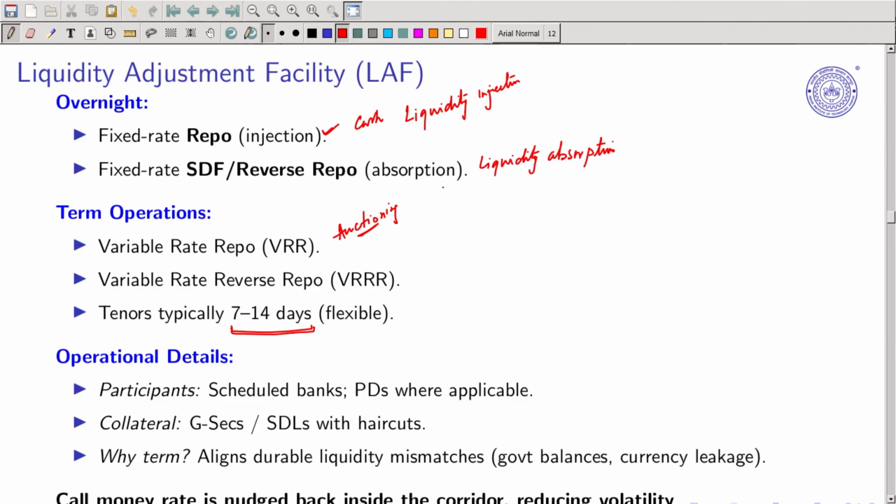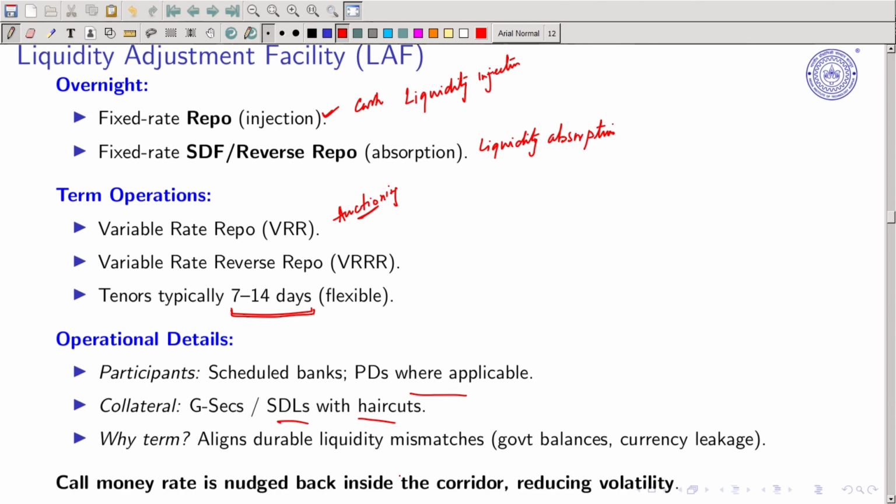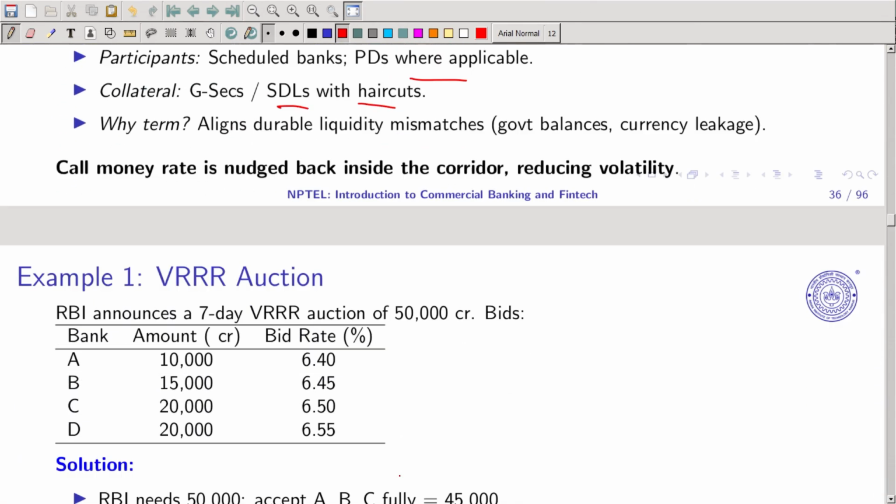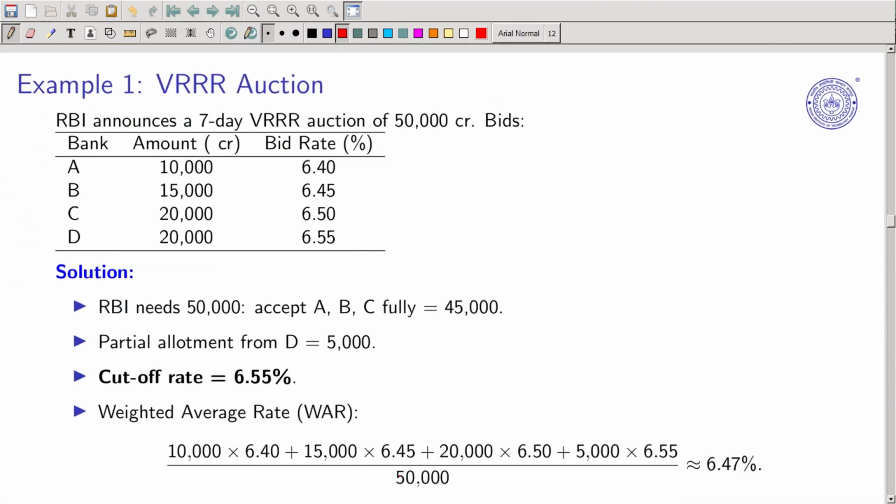I hope by this time you have clarity that repo is by SDF and reverse repo, and term operations are by variable rate repo and variable rate reverse repo, VRR and VRRR, and here mostly through the scheduled banks. Then here we have the GSECs and SDLs with haircuts, which means that some adjustment will be there. So let us have the example of VRRR.